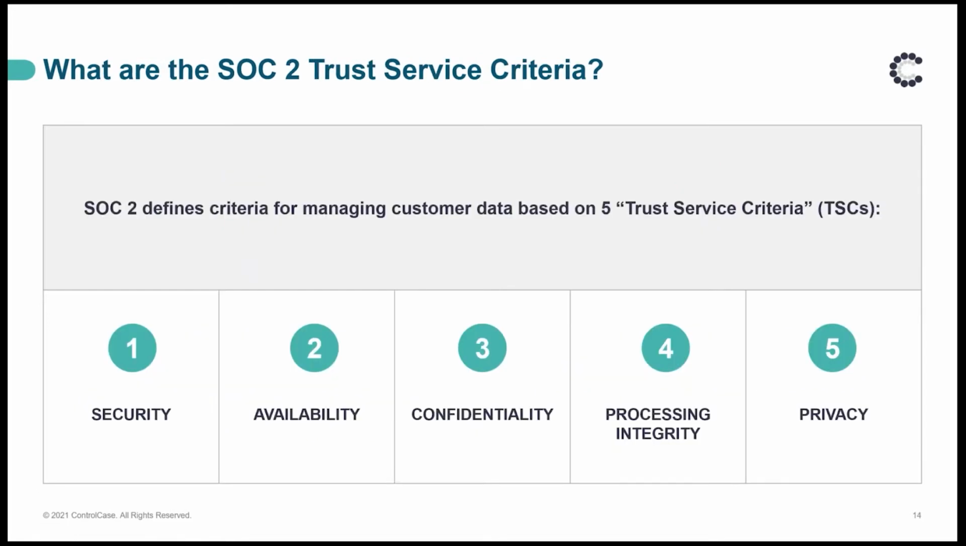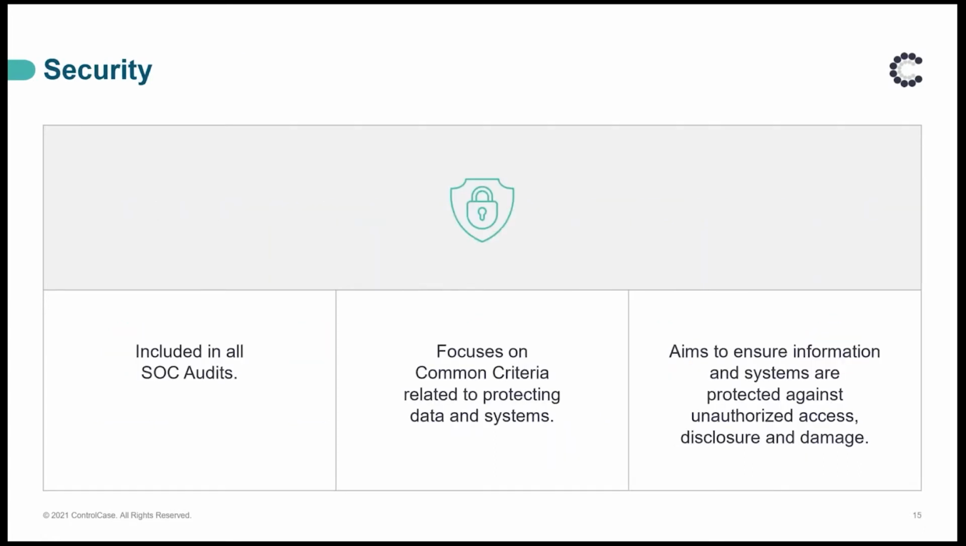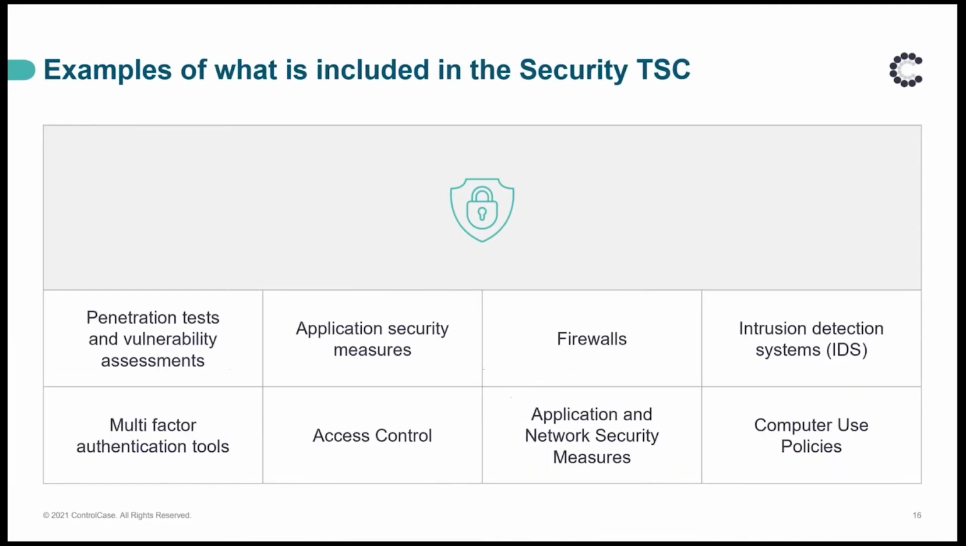So let's talk a little bit about the 5 trust service criteria. The 5 criteria are security, availability, confidentiality, processing integrity, and privacy. Let's go into a little bit of detail on each one of these. The security aspect is normally also referred to as the common criteria. It is included in all SOC engagements. It focuses on protecting and securing the data in the systems housed within your information management system or your environment.